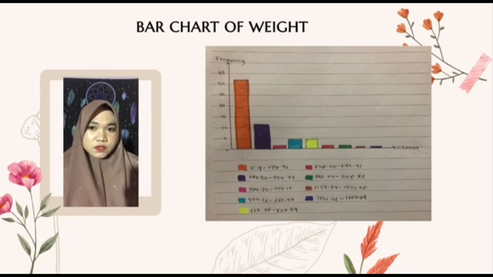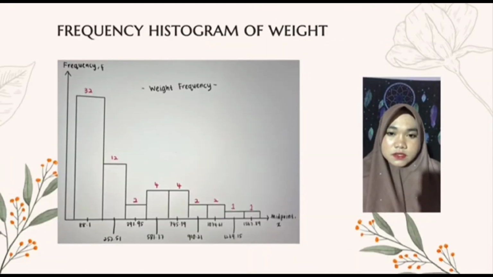Next, move to the weight. The bar chart illustrates the number of weights. The highest frequency is 32 with the 5.9 to 170.31 class, and the lowest frequency is 1 with 1156.84 to 1321.25, and 1321.26 to 1650.09 classes.